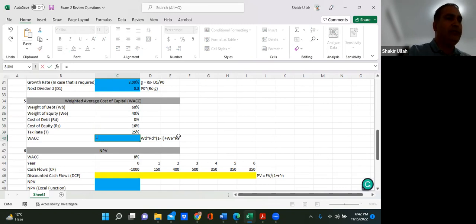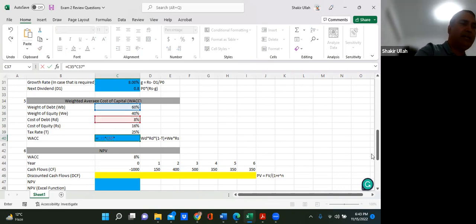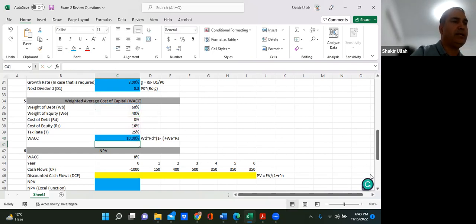Let's do it. In the formula, we have the weight of debt, which is 60% in this case, multiplied by the cost of debt, which is 8%, right? Cost of debt is 8%, multiplied by, we start the parenthesis, and we do 1 minus T, where T is the tax rate, and that is 25%. We close the parenthesis and then plus weight of equity, which is 40%, and multiplied by the cost of equity, which is 16%. And we enter it, and we got an answer of 10%.